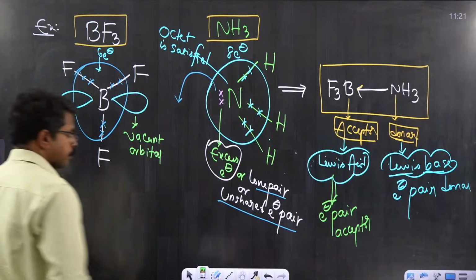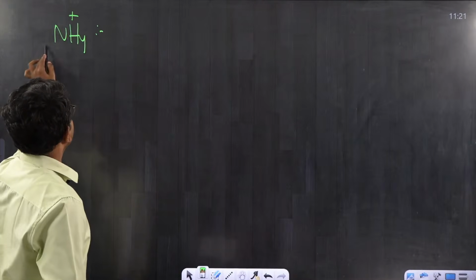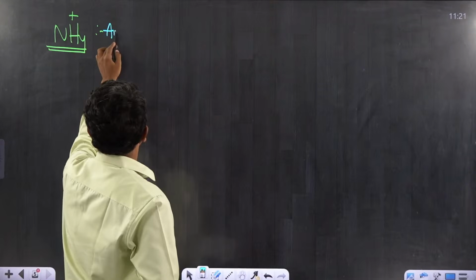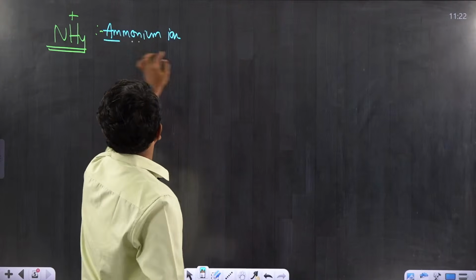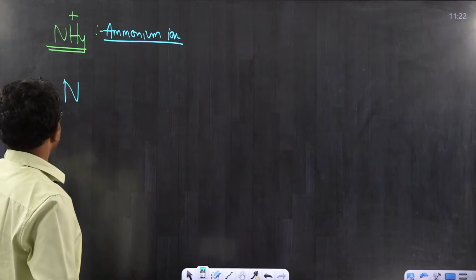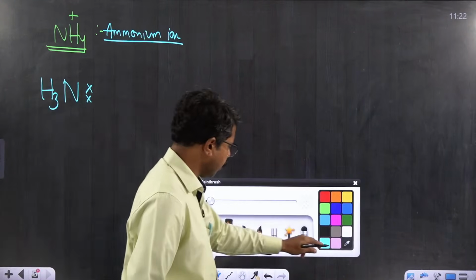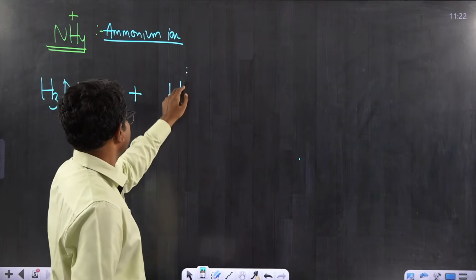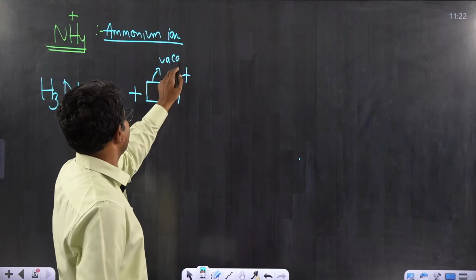Okay. Move on to the next example. Let's discuss the formation of NH4 positive, the ammonium ion. Now, as we know, ammonia has a lone pair or unshared pair of electrons, and H plus is deficient in electrons. There is a vacant orbital.